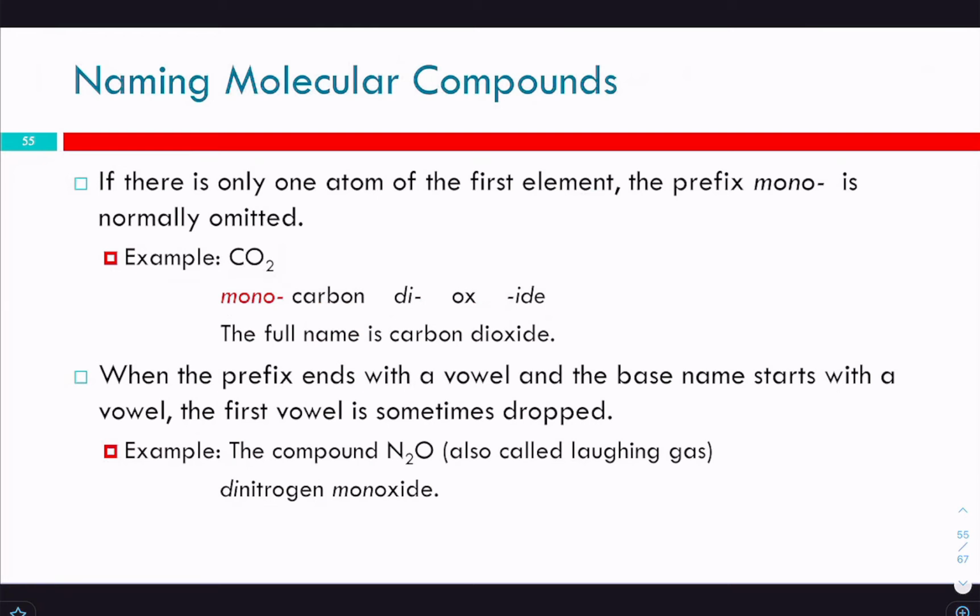And then if a prefix ends with a vowel and the base name starts with a vowel, the first vowel is sometimes dropped. So in this compound, this is dinitrogen monoxide. So instead of monooxide, right, there'd be two O's there. And then if you wrote it with both O's, it would look like monooxide. So just kind of drop one of those.